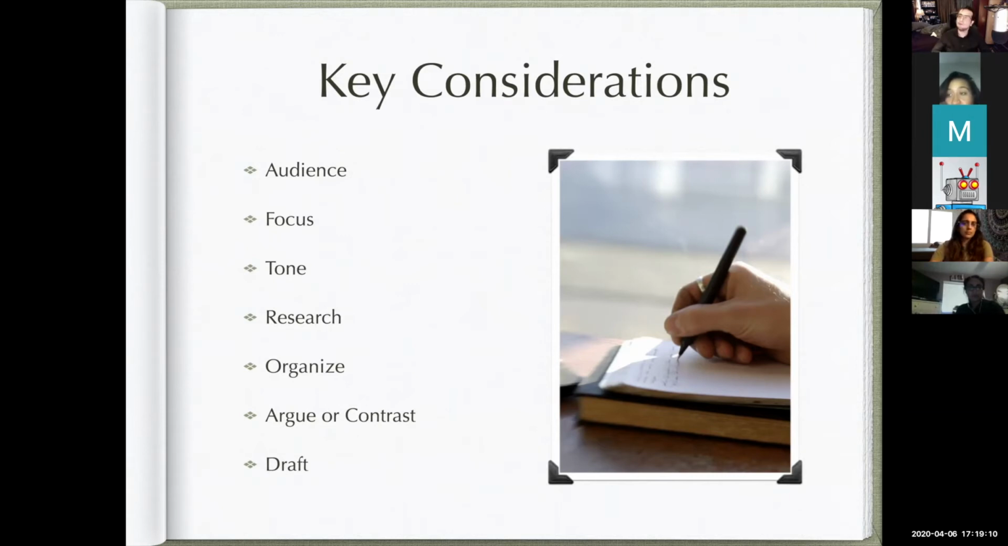And then drafting, review, revise, and edit. Review, revise, and edit. It's one of the biggest things that you need to be able to do. You know, good drafting and good editing is what turns a B plus into an A.